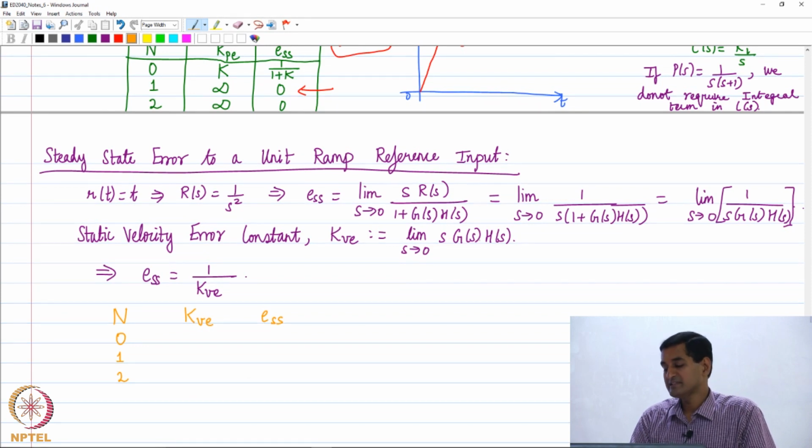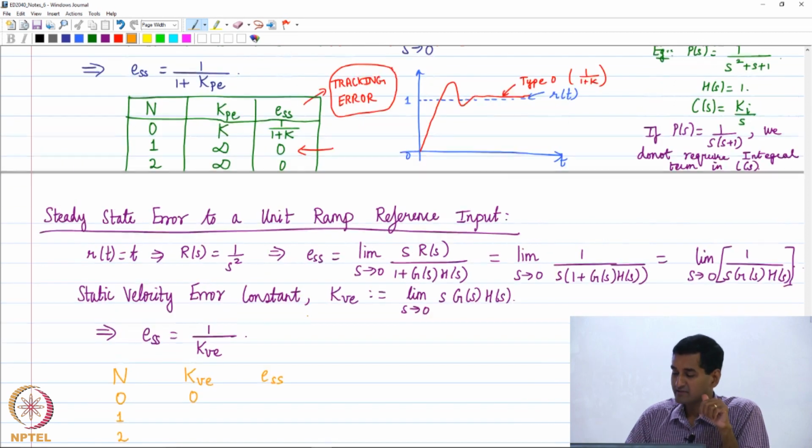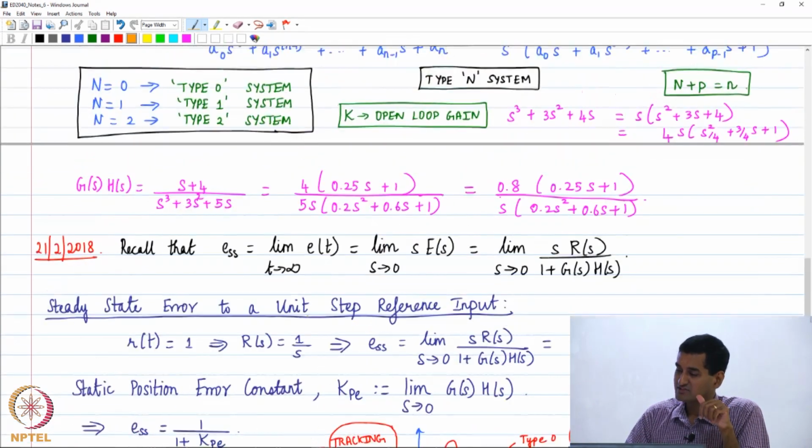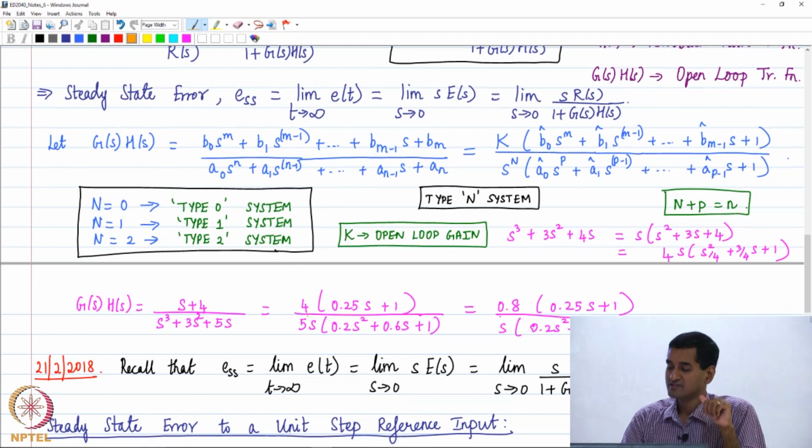So Kv is going to be the limit of s times G(s)H(s), right. For a type 0 system, please note that there is no s term in the denominator. What would happen to this limit? It will be 0, right. Please remember the structure of G(s)H(s): for a type 0 system, the s to the power N term does not exist.